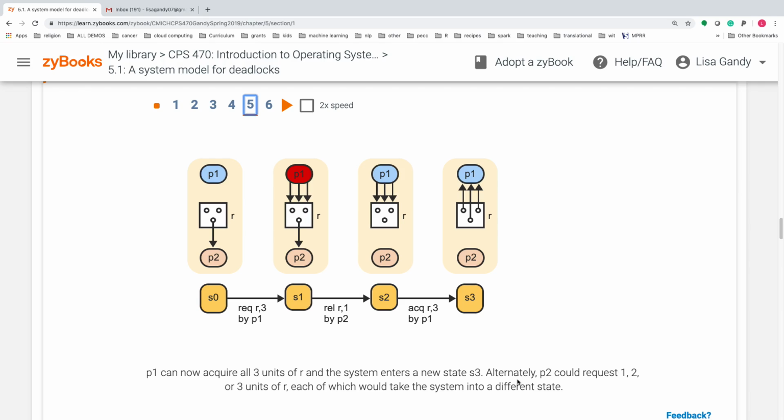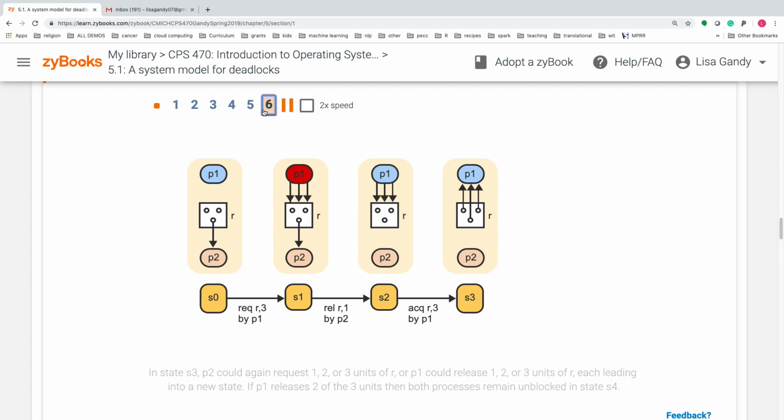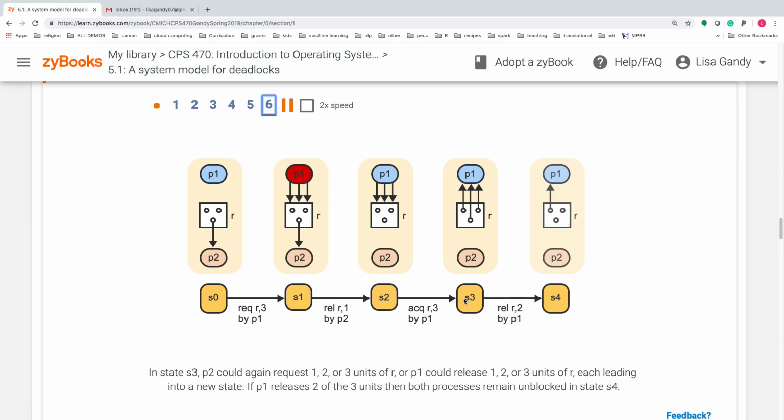They're saying alternately P2 could request R, each of which would take the system into a different state. So there's other things that could happen. This is what happened because of just how the system's running. And then in this state, they just say there's all these things that could happen. In this case, our P1 is going to release 2 of its units. And so that's what this graph looks like. And so this is a state transition graph. It's just like, this is what's going on, and then this happens, and it just looks like this.